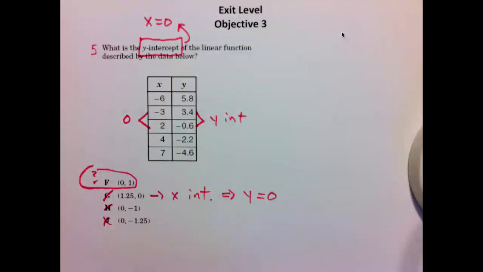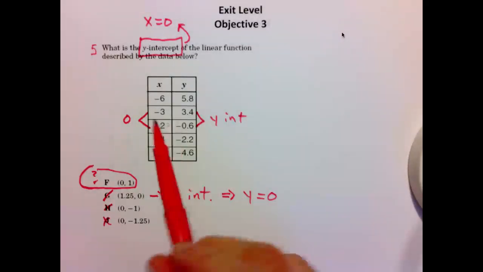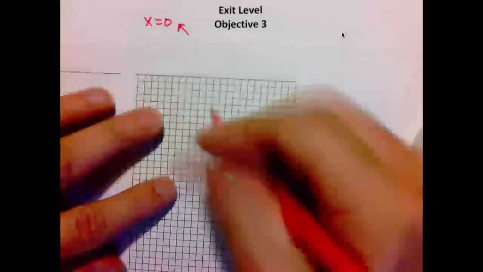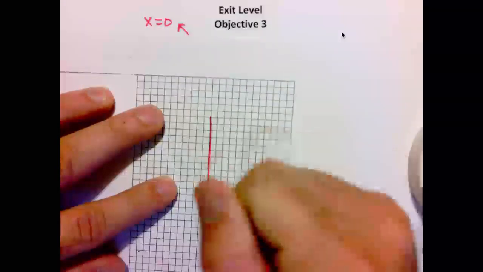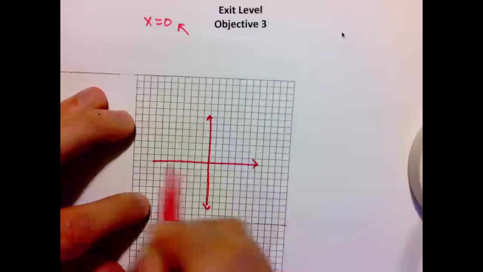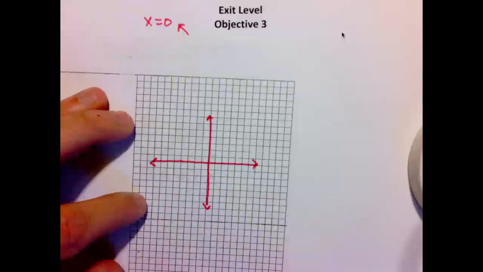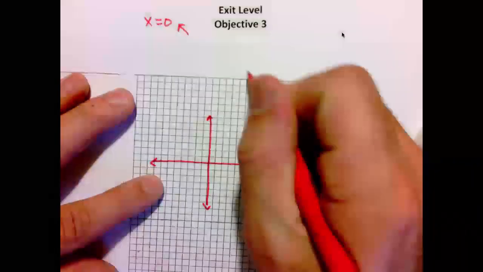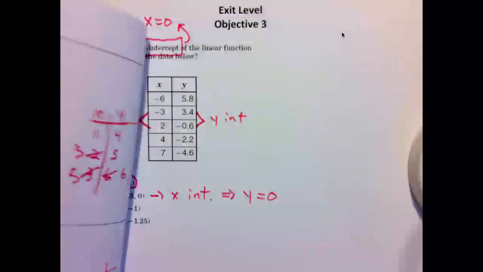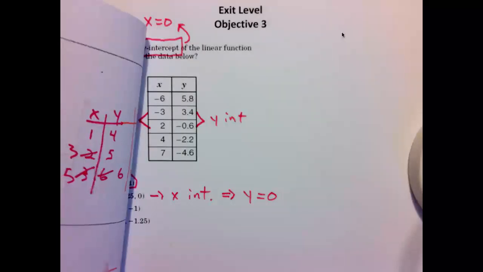Alright, let's see if we can now graph this. To graph a line, all I need is 2 points. I'm going to choose these two we have here. Negative 3 goes to 3.4. I'm taking effort to stay on the line when I draw my grid. I'm graphing negative 3 pairs with 3.4. And I'm graphing 2 pairs with negative 0.6.